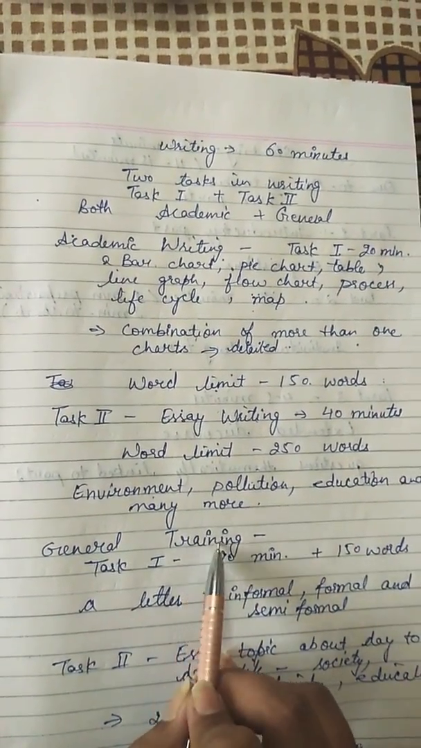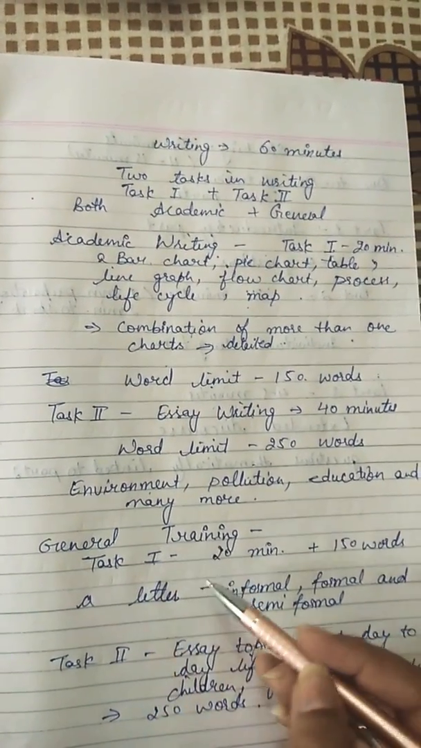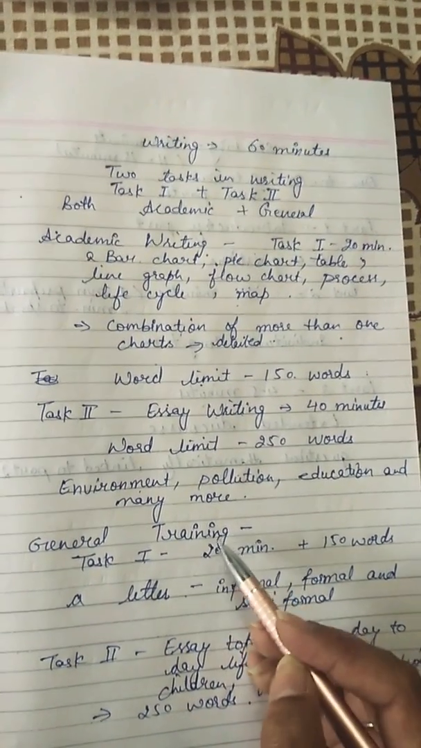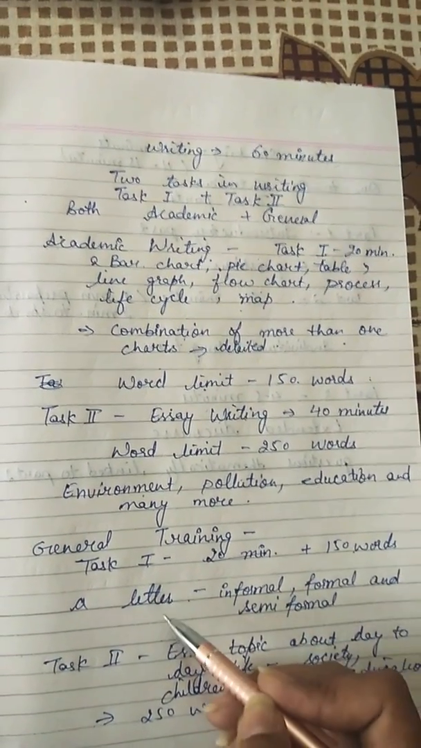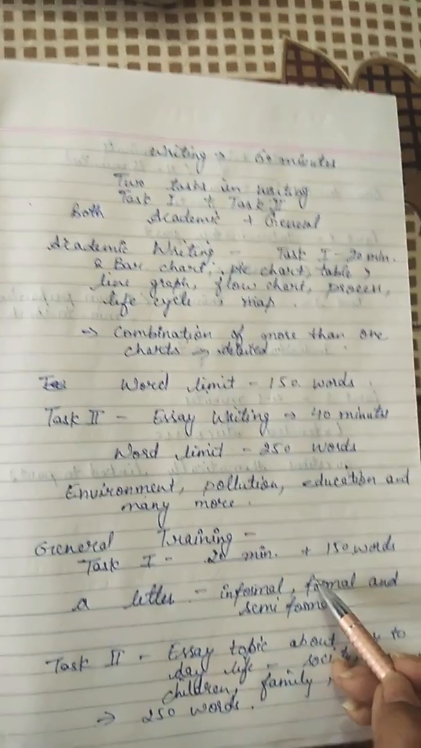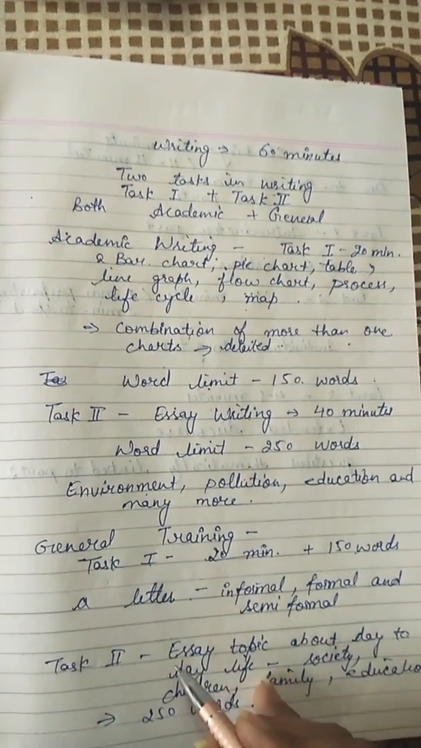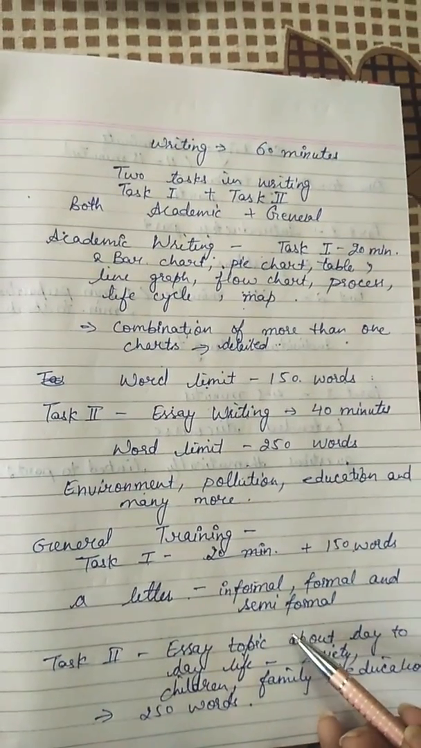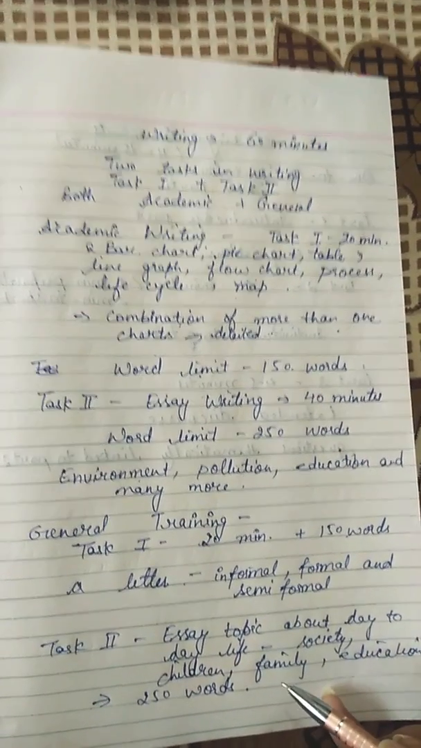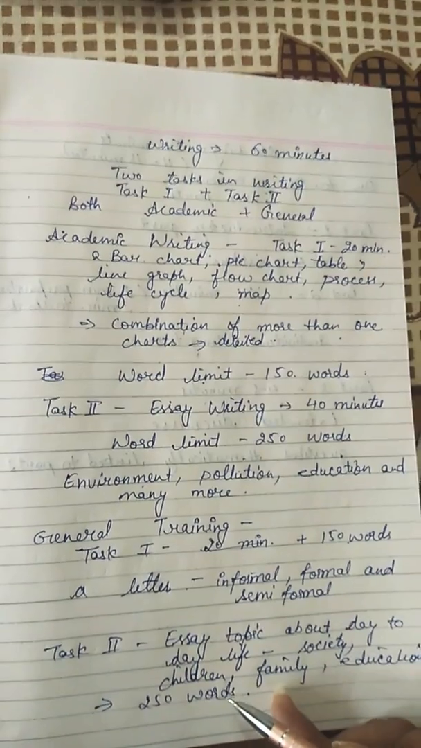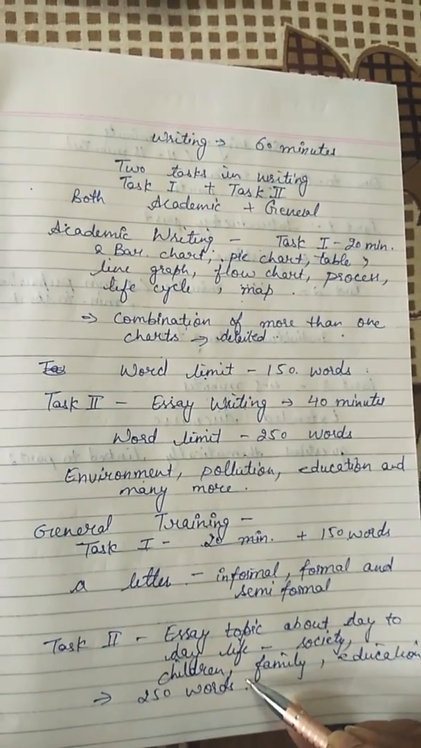Now let's talk about general training. In task 1, students have to write a letter, but the time limit is the same, that is 20 minutes and 150 words. The letter can be informal, formal or semi-formal. Task 2 is also an essay topic, but it's about day-to-day life, for example society, children, family, education. The word limit is the same as academic writing, that is 250 words.